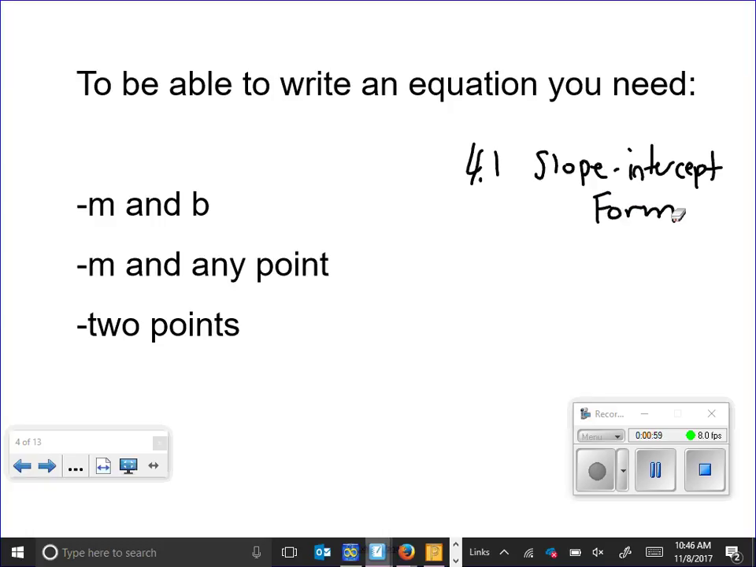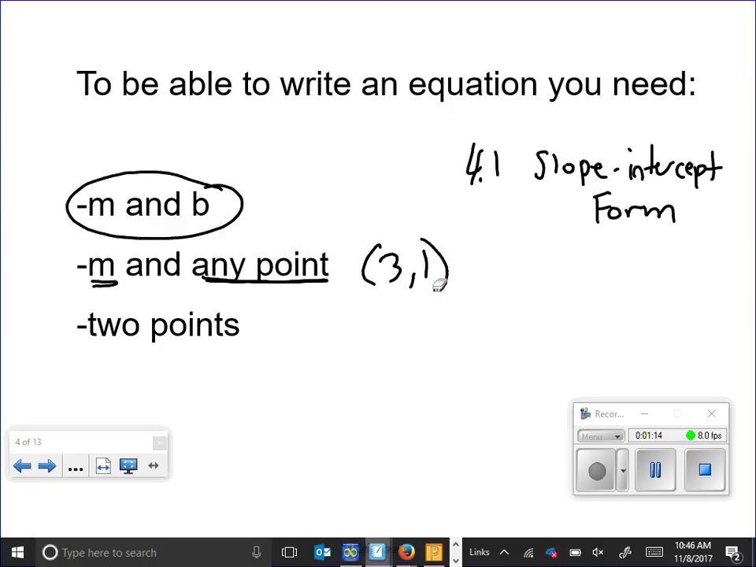But when we did that, we generally were given slope and intercept, m and b. Well, now we might not be given that. We can also make this work if we have an m and we have any point, like 3, 1. Okay, if we have a slope and then an ordered pair. We can also make it work with 2 points, because then we can use one of the points like we would here, and we could figure out our slope. So that's what we're going to look at today.